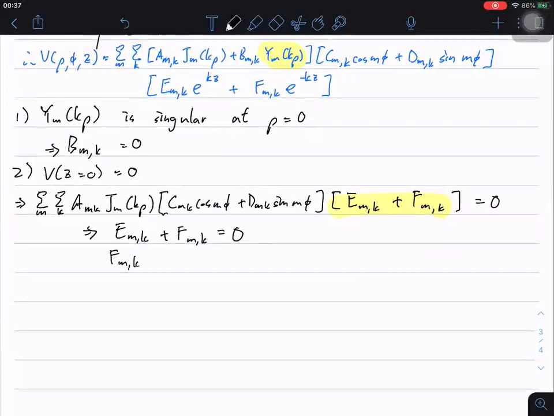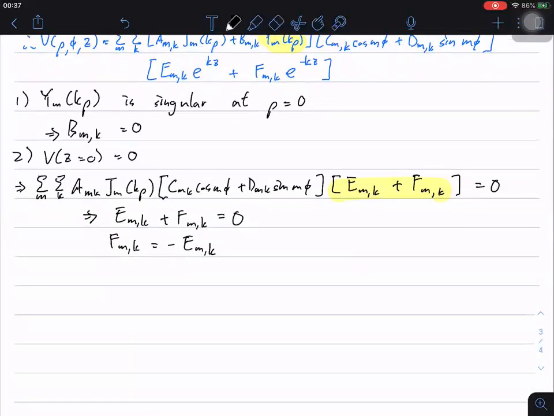So now we know this relation, which also means that for the z dependence, you can basically just write hyperbolic sine of kz, because exponential kz plus e to the power of minus kz is just a hyperbolic function.